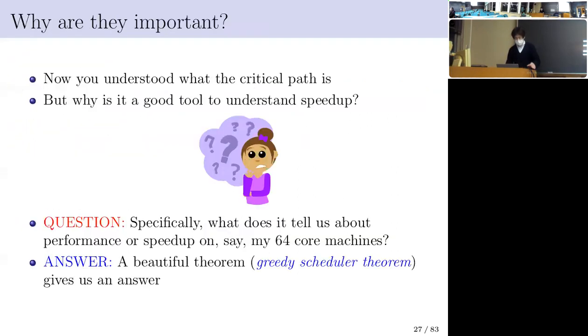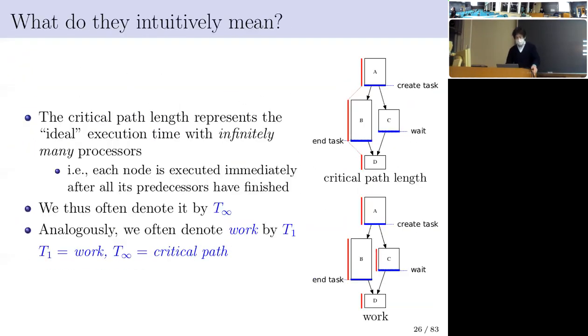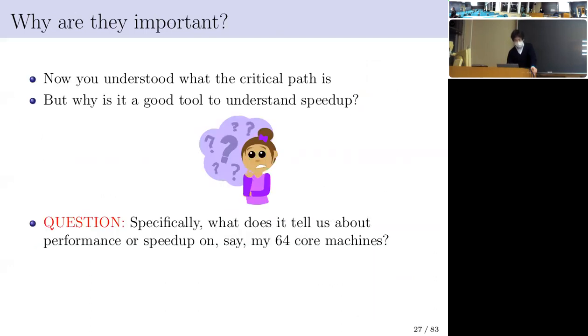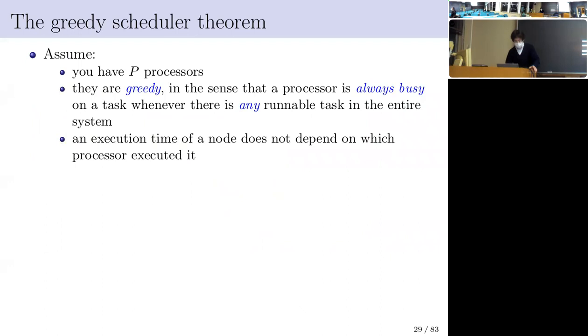For example, going back to this computational DAG, B becomes runnable only after A is finished, right? So all tasks are not necessarily runnable all the time. So let's get back to the definition again.